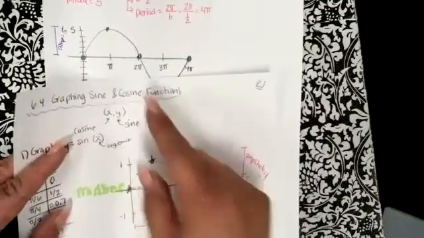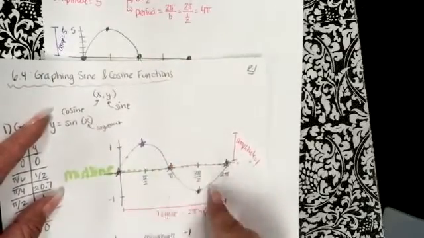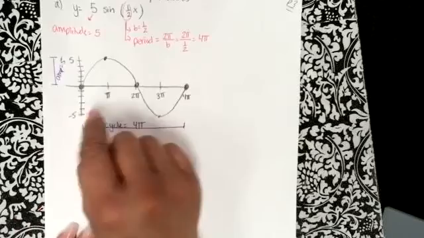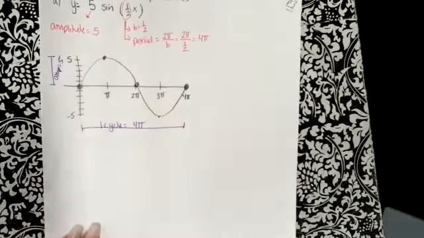Here was only 1. And then my x's, each increment was going by pi, where the original went by pi halves. So they are going to still look the same. You're just changing the scale. And you must label your scale, because if you don't, it's going to be automatically wrong.